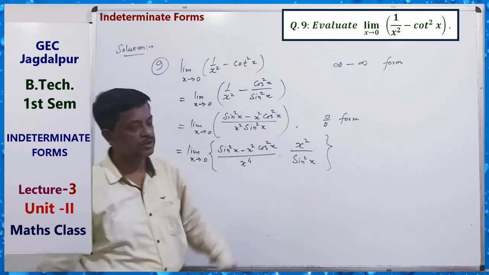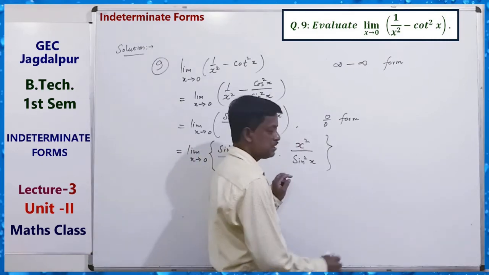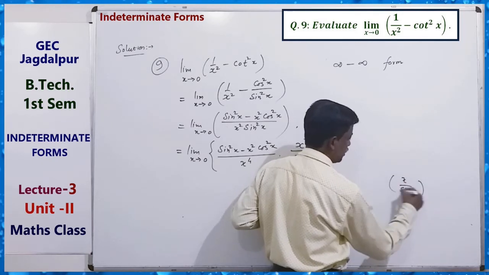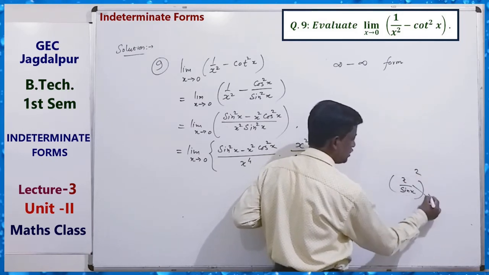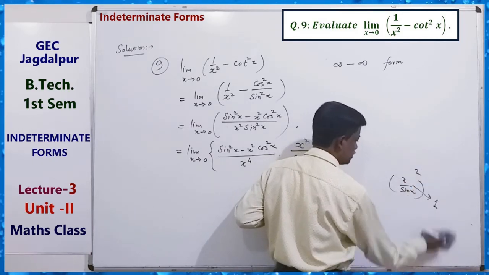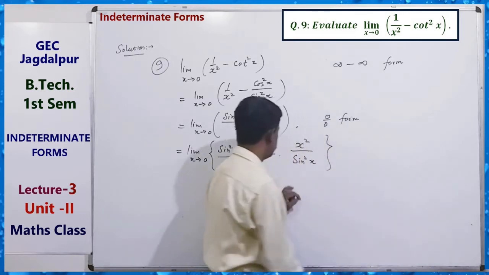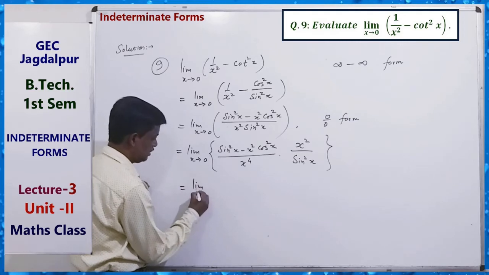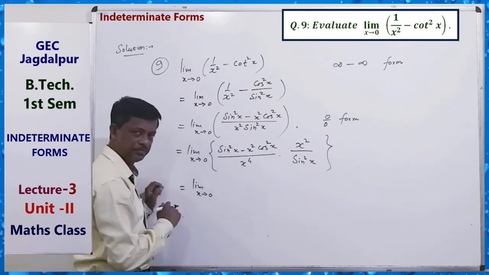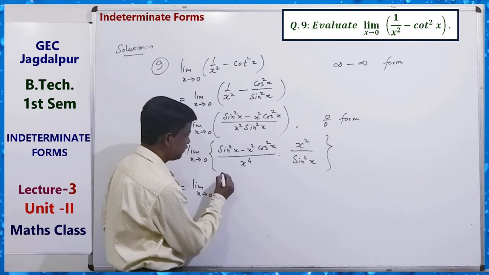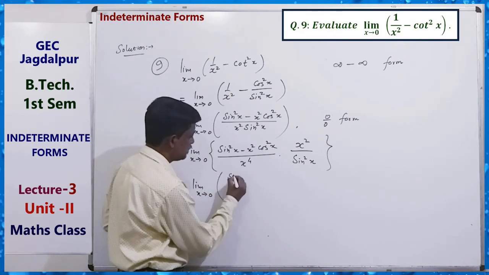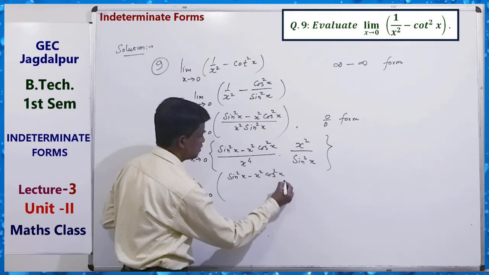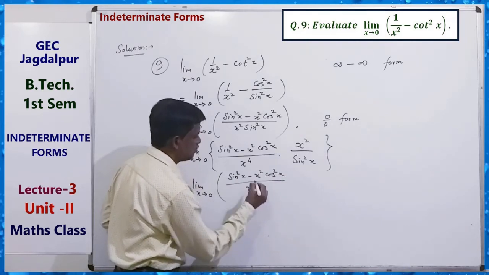Here x square by sin square x means what? (x by sin x) square. Its limit is tending to 1. So the square limit is also tending to 1. So here we can write x tending to 0. So we can write limit x tending to 0 of sin square x minus x square cos square x upon x power 4.